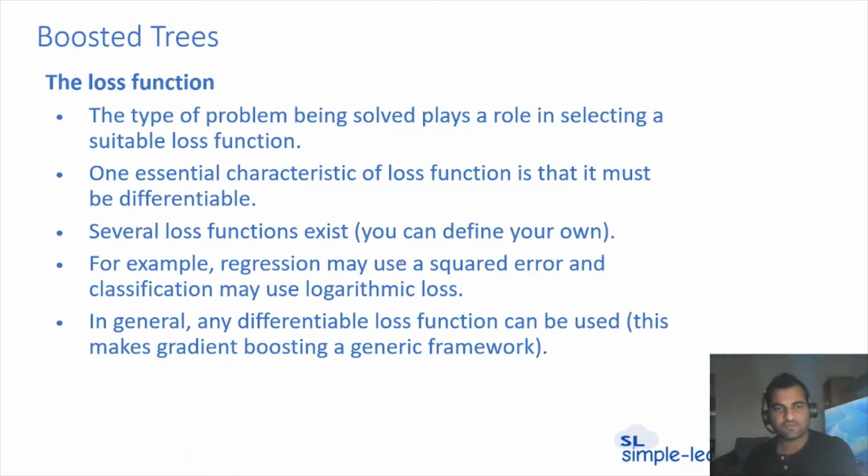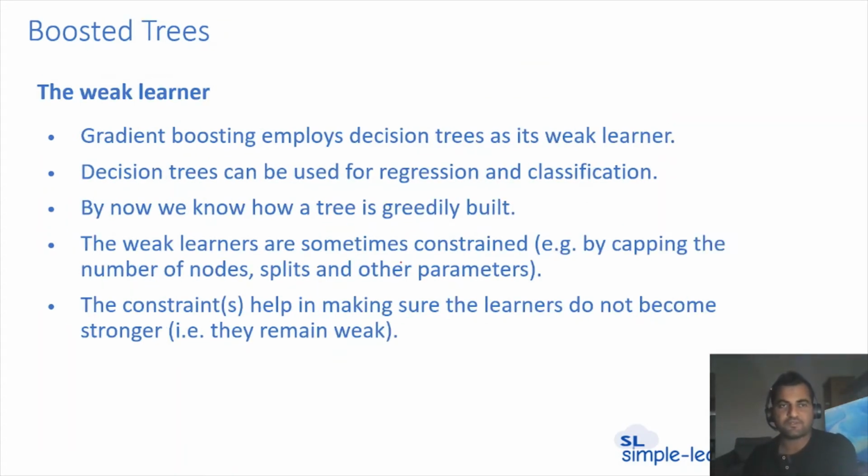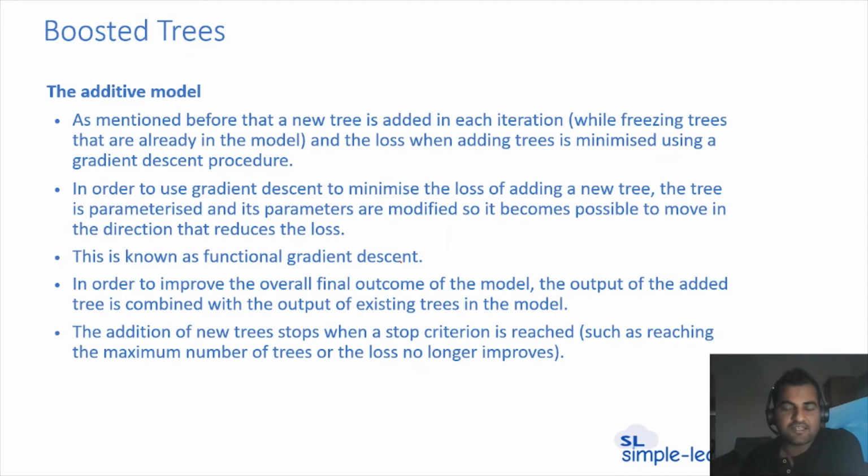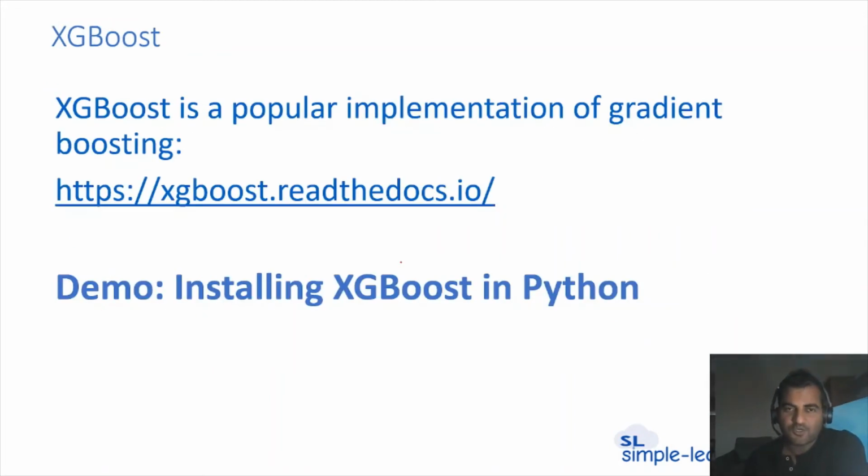Then the loss function which we are referring to, then boosted trees, like weak learner details. Then you can go through a quick theory about the additive models as well, right? So before I go to the Git details, I wanted to quickly recap where we can find more details about XGBoost.